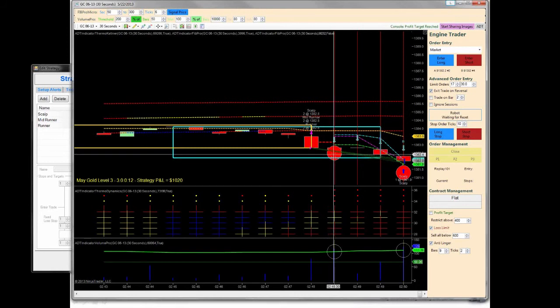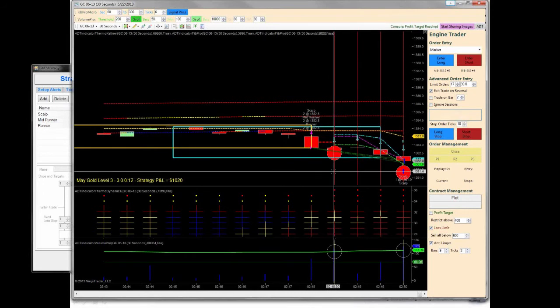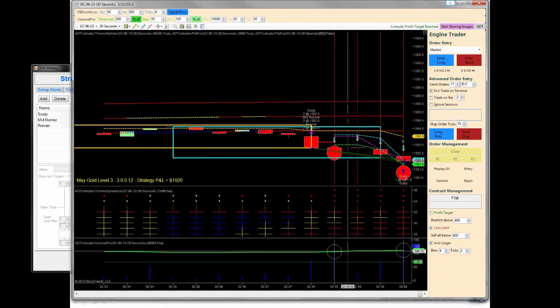So we got in on this bar. You can see up here that the Fib Pro Micro is calling for a short. You can see by the vertical line that the thermodynamic is calling for a short. And you can see by the circle around the threshold indicator and the volume indicator that it's calling for a short. So we had three altogether calling out for short, and it went short.